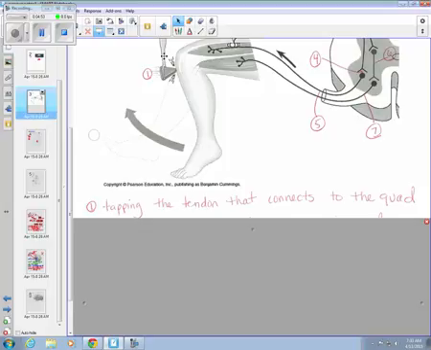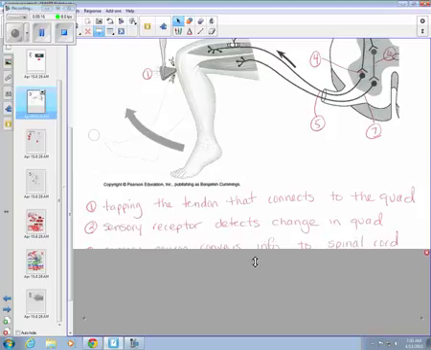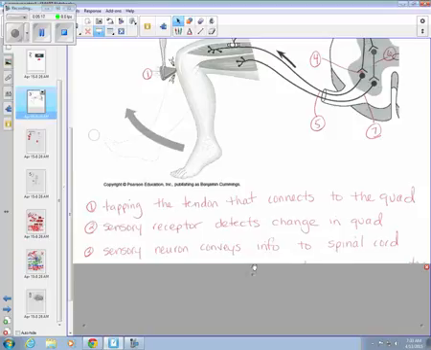and this, sometimes when you go to the doctor as a kid, they tap your knee, and they're checking to make sure that your reflexes are normal. What they do is they're going to tap that tendon, and the tendon is actually connected to your quad muscle. When that happens, the sensory receptors in the quad are going to detect a change. The sensory neuron is going to convey that information over to the spinal cord.